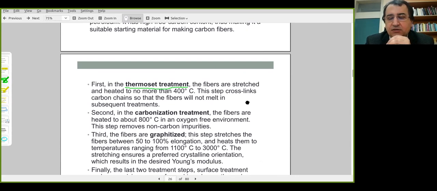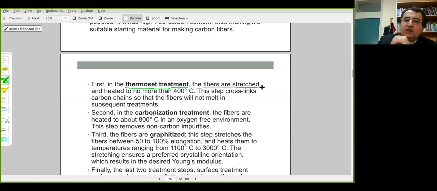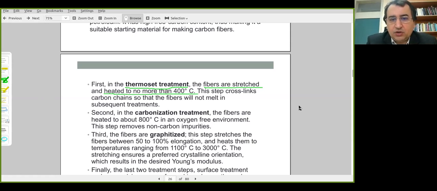There is heating and stretching of fibers in these processes. The precursor fibers are stretched while they are heated, and the temperature is raised to around 400 degrees Celsius. This is the first step for cross-linking, formation of bonds. Actually, we'll talk about it in more detail, maybe next week.